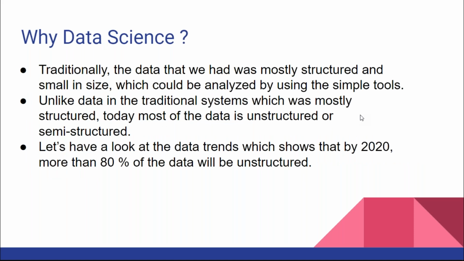So traditionally, most of the time, the data that we had was structured data, and it was small in size, which could be analyzed using simple tools such as Excel, or some people might have used different tools at that time when they were doing the analysis. But unlike today, the traditional systems are not there anymore. The data that is available to us is unstructured, or you can say semi-structured. I'll come to what is structured data and what is unstructured data, but for now, let's say that most of the time today, the data is going to be unstructured.